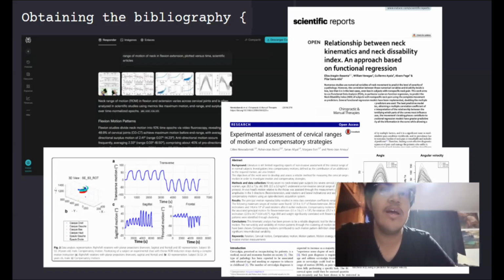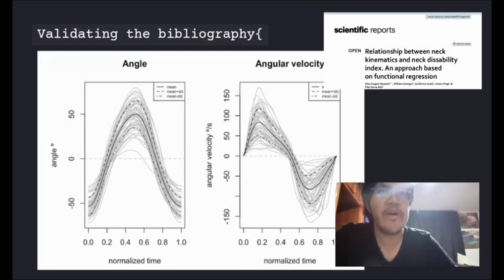functional regression. The figure presents cervical angle and angular velocity curves during the flexion extension movement. The gray lines correspond to individual curves, the black line represents the mean, and the dashed line indicates plus and minus 1 standard deviation. Angles are measured relative to the neutral position, with positive and negative values indicating opposite directions. The curves use normalized time and show a peak amplitude close to 15 degrees.